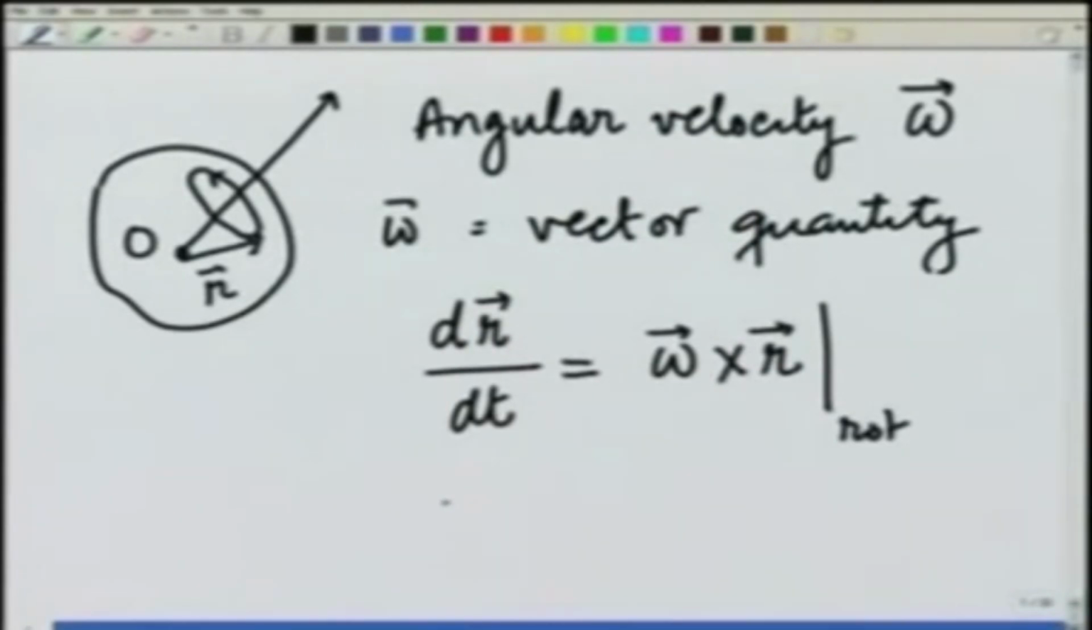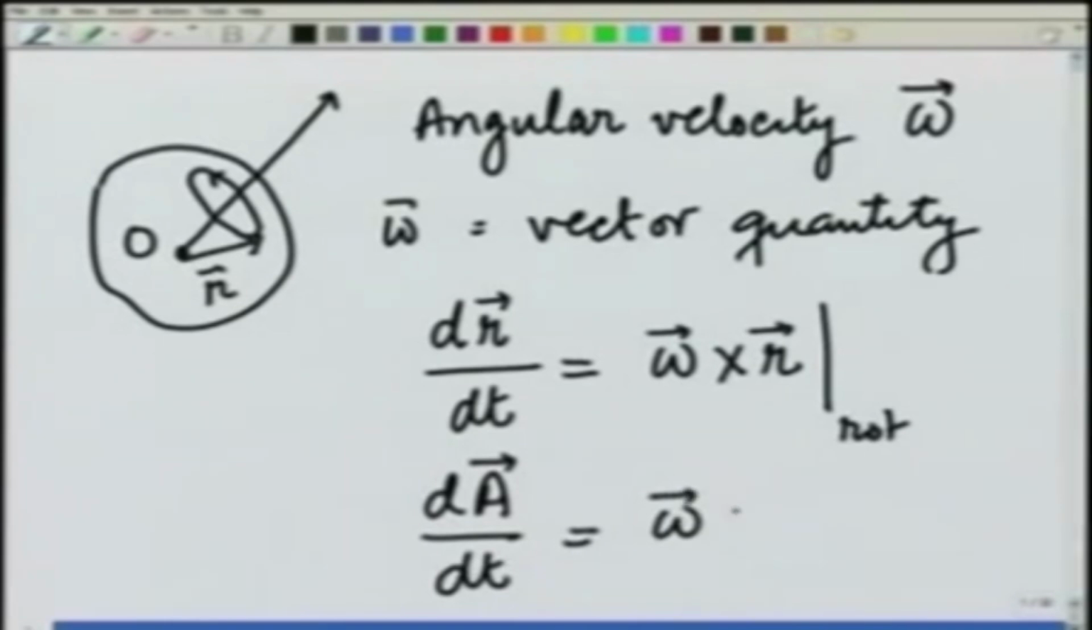So, in general, any vector that is rotating about omega, its rate of change is given by omega cross a, and I am writing rotating here to indicate that this is purely due to rotation.